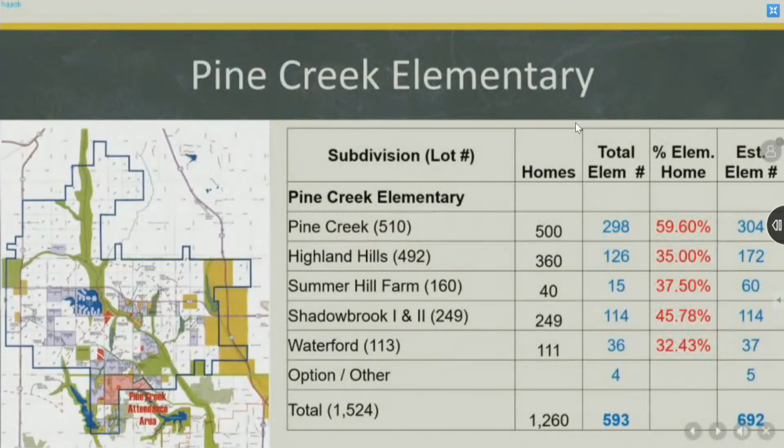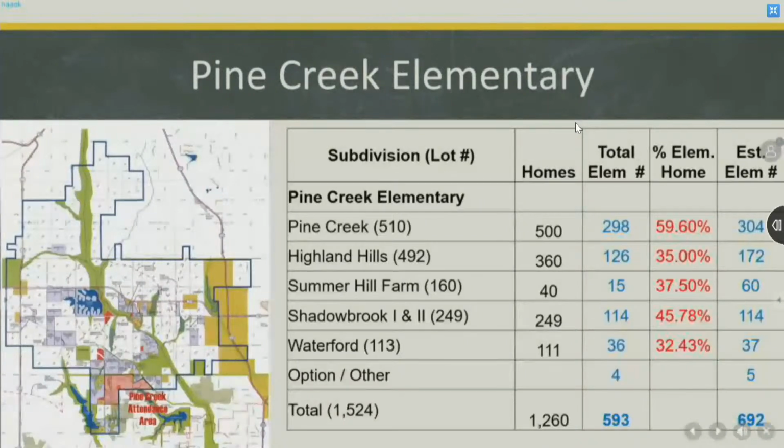We look at Pine Creek. At this point in time, with this option, we are not suggesting any changes in the attendance center. But what you see is a tremendous amount of students coming out of Pine Creek subdivision alone. Almost 300 students. It is very close to being developed. And we look at Highland Hills, Summer Hill Farms. Those are the two that are still underdeveloped. And we're making some assumptions based on what their percentage is now.